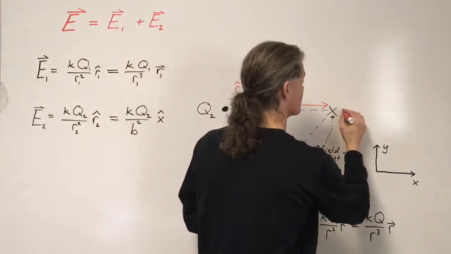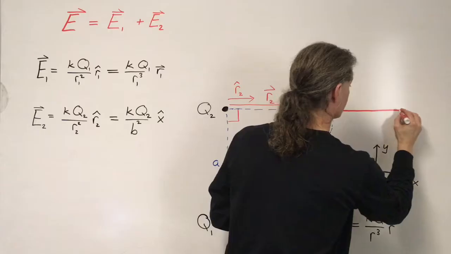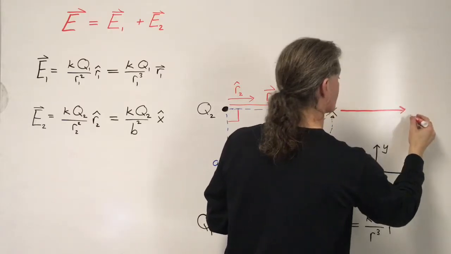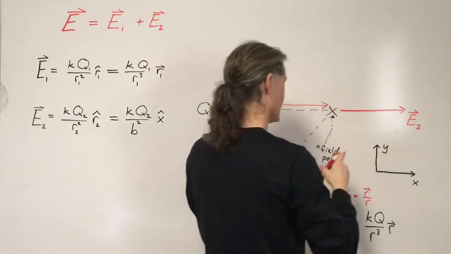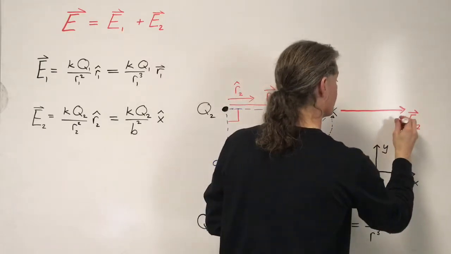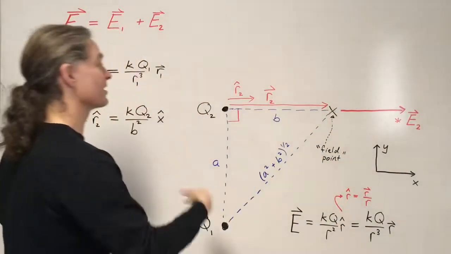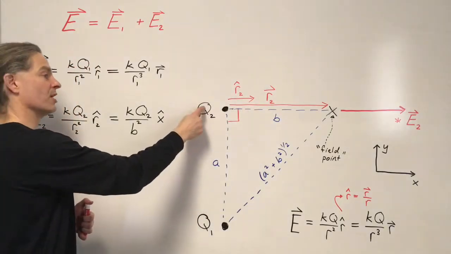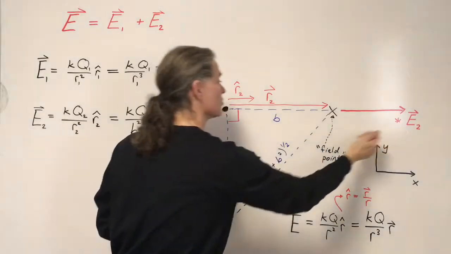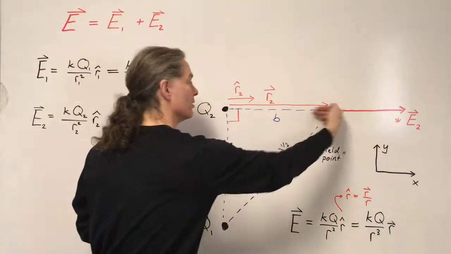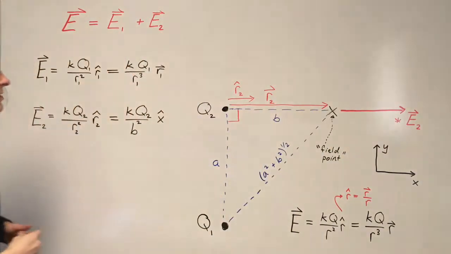So the contribution E2 vector will be this direction here. And I'll put a little asterisk next to it just to remind ourselves that that's only in the case where charge 2 is positive. If charge 2 was negative, the electric field contribution E2 vector at this field point would be to the left instead of to the right.